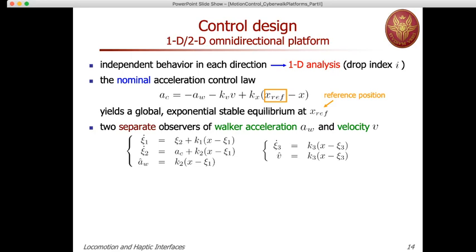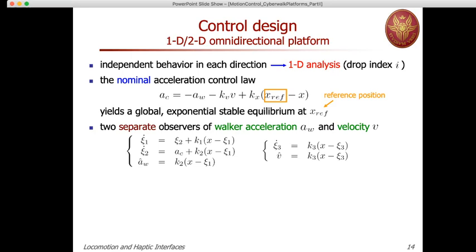This is why we prefer to treat this as a disturbance, just like the intentional acceleration AW of the walker, and we design two separate observers: one for the walker acceleration, treated as a disturbance, and one for the total velocity of the user, treated again as a sort of disturbance, but something that estimates this value of V. And let's see what the characteristics are.